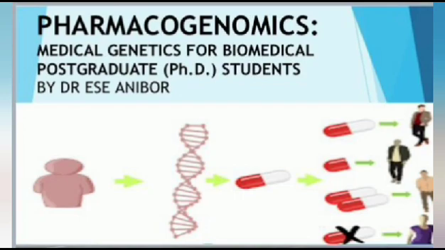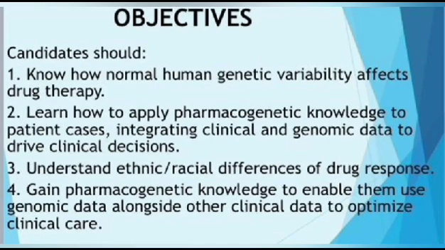The topic is pharmacogenomics. This is a very vital topic in medical genetics for biomedical postgraduate students, particularly the Ph.D. candidates. We're looking at the course outline. So what are the objectives?